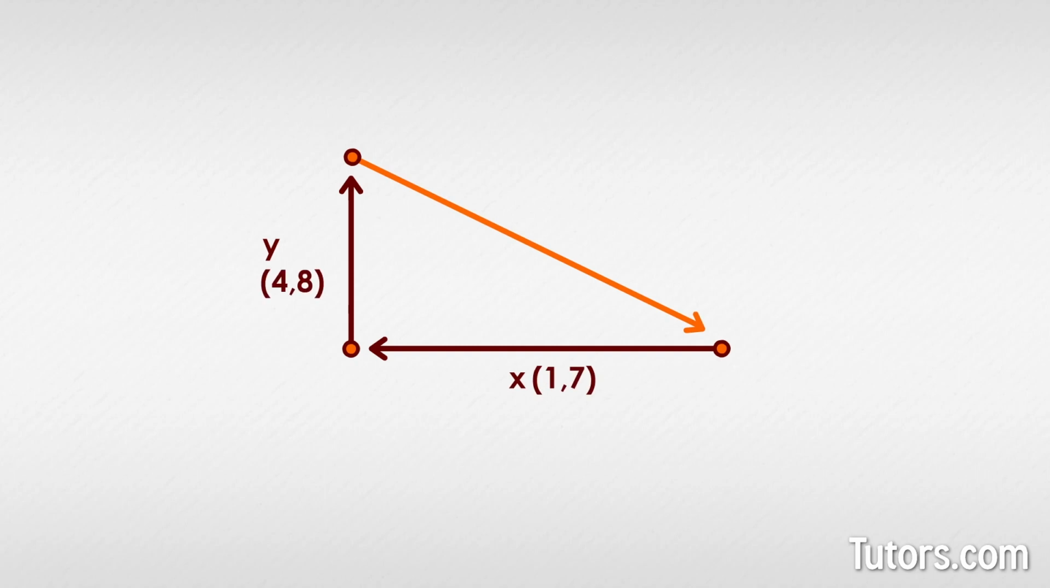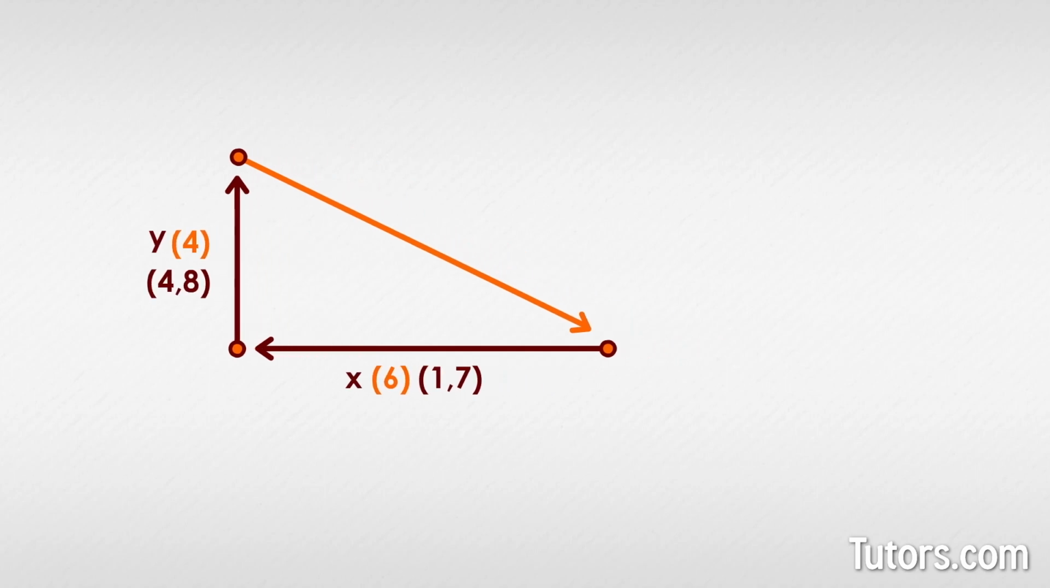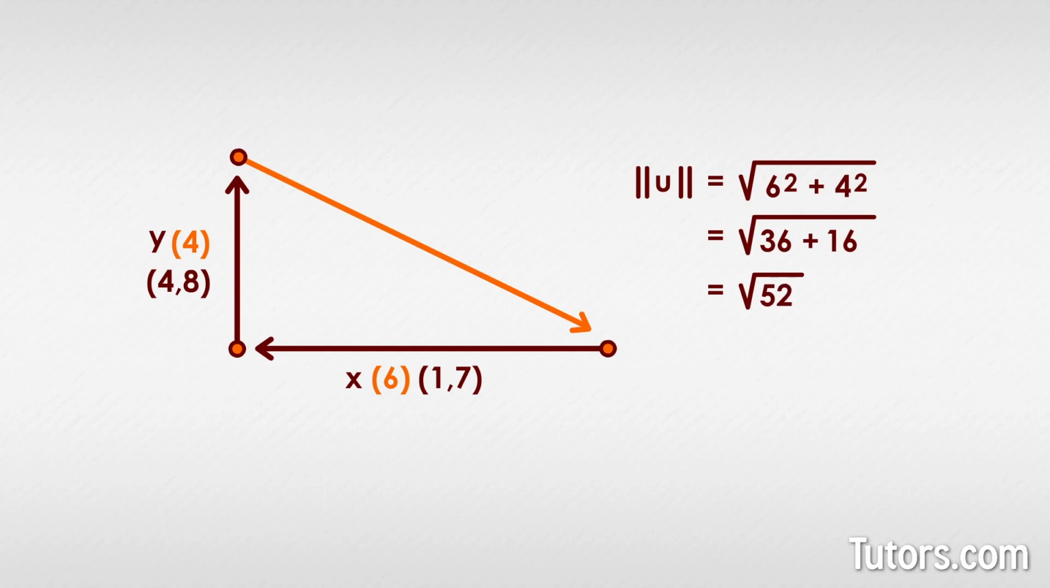So here, with the tail at 1,4 and the arrowhead at 7,8, we have a change in x value of 6 and a change in y value of 4. So, the magnitude of vector u equals the square root of 6 squared plus 4 squared. Then we simplify and solve, and we come up with our answer. The magnitude of the vector is 7.2111 units. The unit is determined by what you are measuring: inches, kilometers, miles per hour, etc.